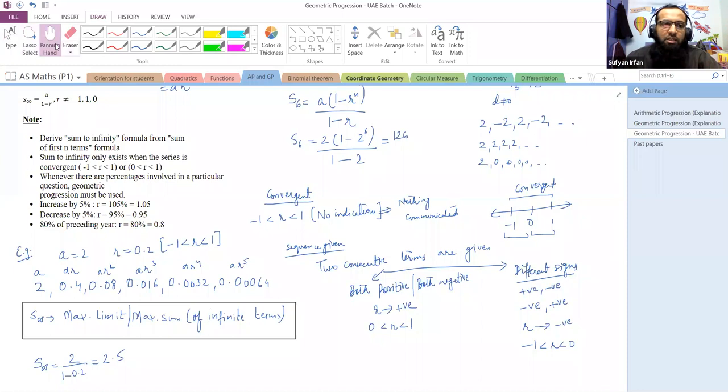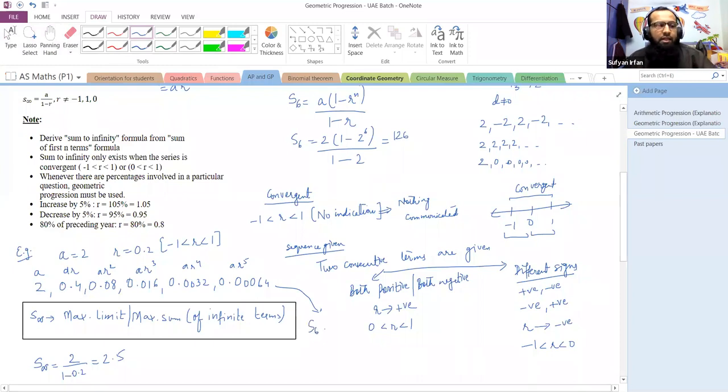If you want to test it, just test it over here. We have been given the first six terms. Let's add them all together and find the sum of the first six terms. 2 plus 0.4 plus 0.08 plus 0.016 plus 0.0032 plus 0.0064. And the answer is 2.49984. So we have got 2.49984.